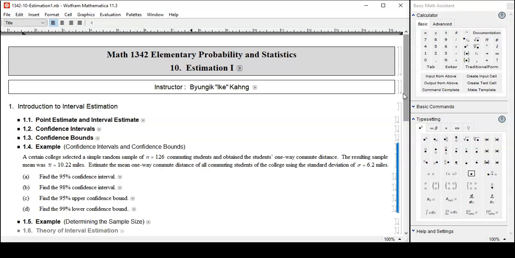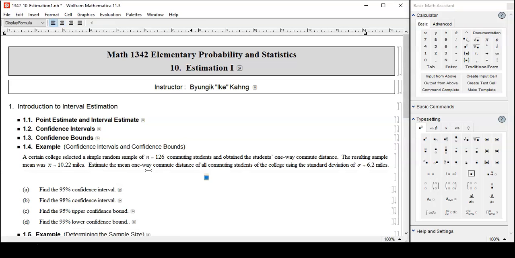What is the 95% confidence interval? How about the 98% confidence interval? And then a couple more about confidence bounds, which we have yet to discuss. Okay. Before starting A, let's analyze this problem a little bit further.